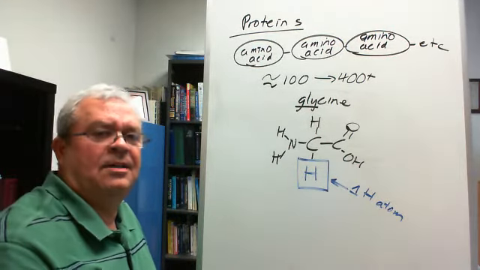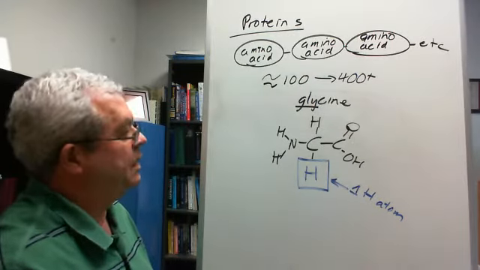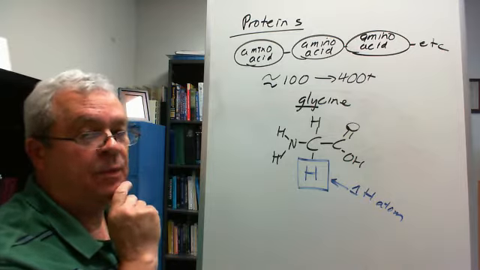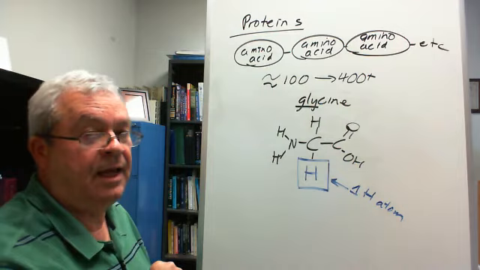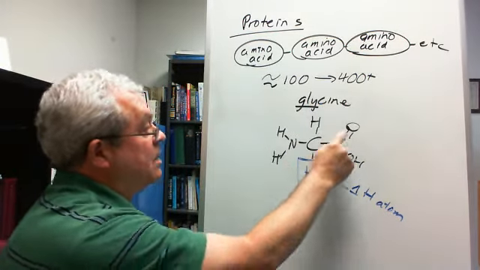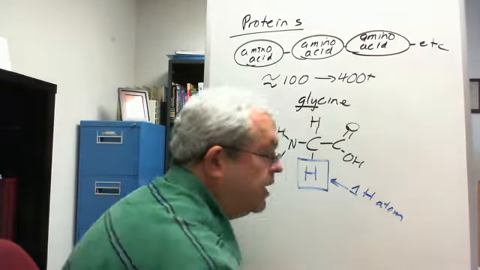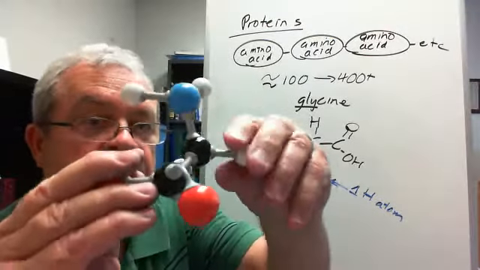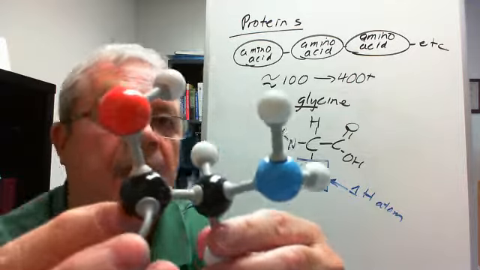So if by any chance I was to ask you how many atoms in a glycine molecule, what would you tell me? Count them real quick and see if you get what I do. I think there's how many? 10, right? 1, 2, 3, 4, 5, 6, 7, 8, 9, 10. Yeah, 10 atoms in a glycine molecule. Fact is, I have right here a model of a glycine molecule. Let's see if we can figure out what's what on this little model.